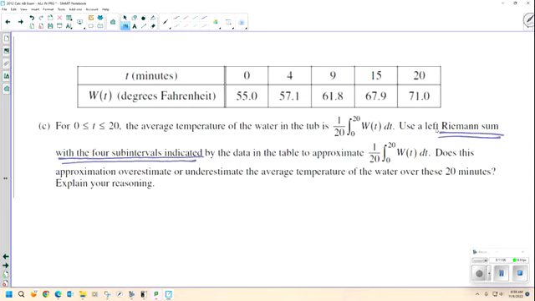Explain your reasoning. A lot of explaining in part 1. By the way, did I mention that it's a left Riemann sum? So we're going to use an LRAM here with the 4 subintervals they gave us. Let's take a look at this, and this is where I love to color coordinate.